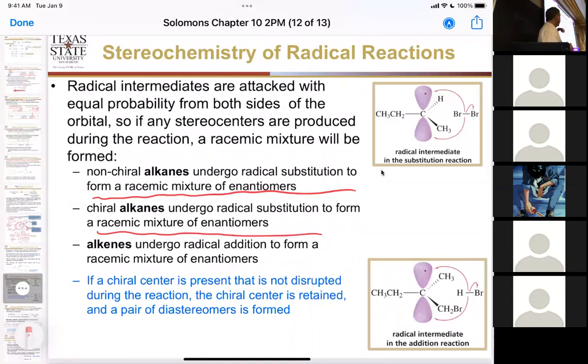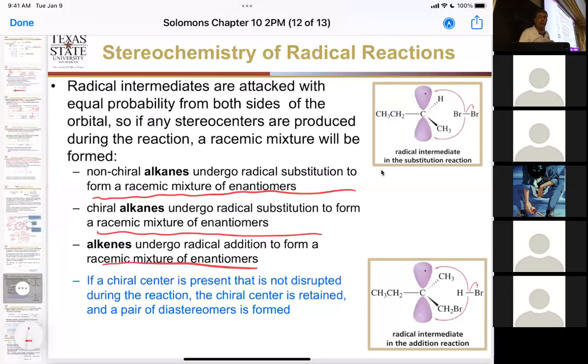Well, we're not attacking that chiral carbon, we're attacking a hydrogen or something next to it. So we're forming that planar structure so it can come from the top or bottom, so you're going to get a mixture. Alkenes undergo radical addition to form racemic mixtures of enantiomers as well. Because that secondary radical that formed is planar with that p orbital, the top gives you one isomer, the bottom gives you the other isomer.